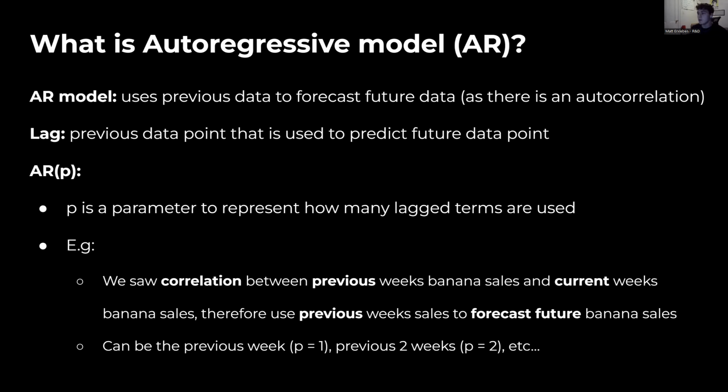It uses the parameter P, which represents how many terms you're going to use, or how many previous weeks, let's say, you're going to use in your model. And that's actually what's called a lag.